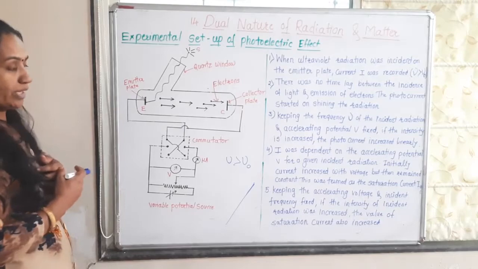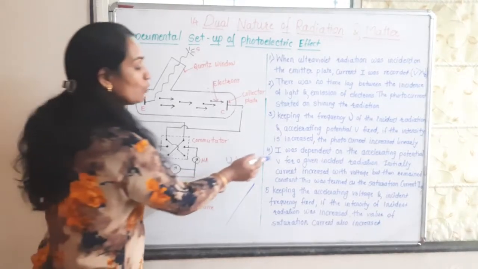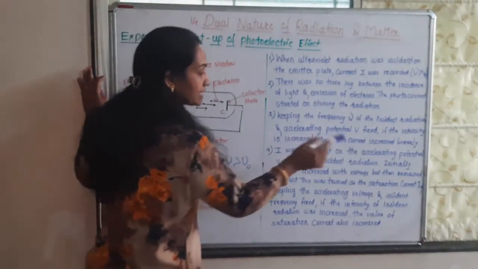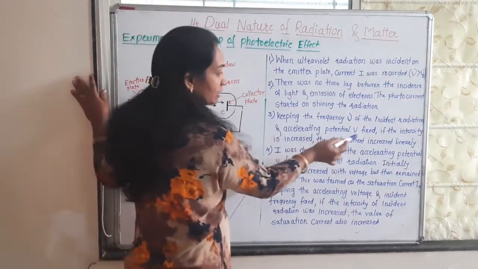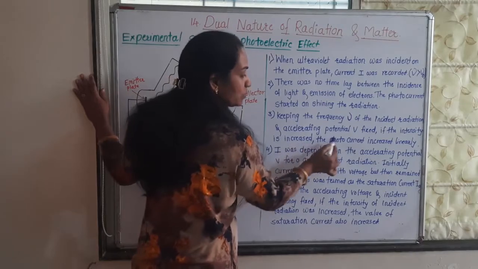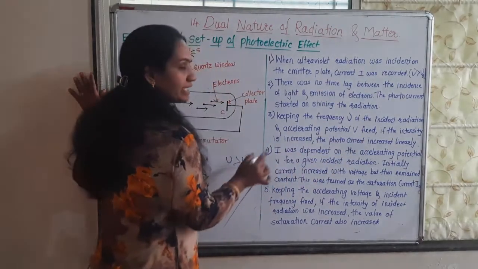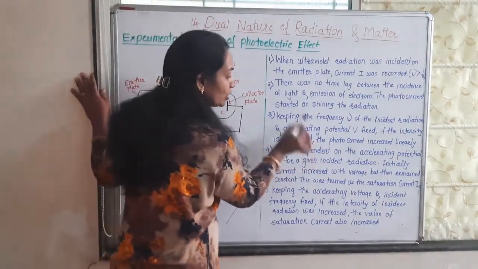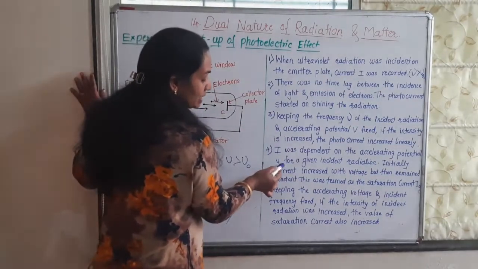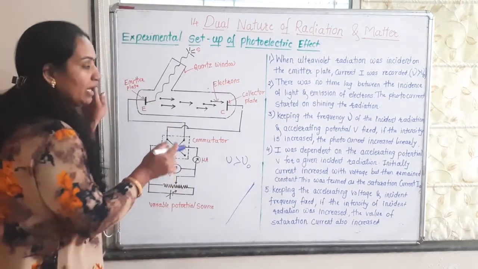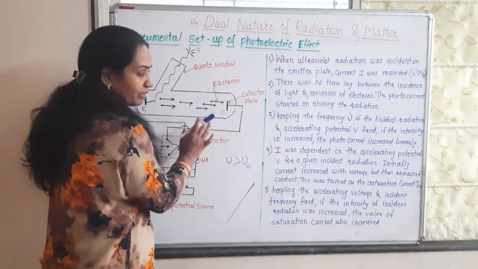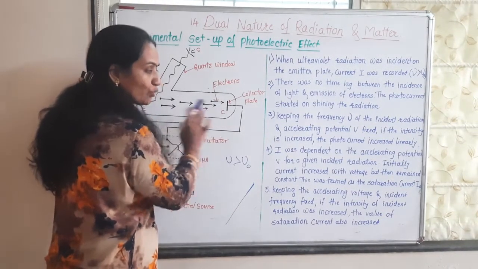Then the fourth point, the current is dependent on the accelerating potential. Here we see that if the intensity is increased, the photocurrent also increases. The current depends on the voltage for a given incident radiation. If the voltage is varied, the current also varies.